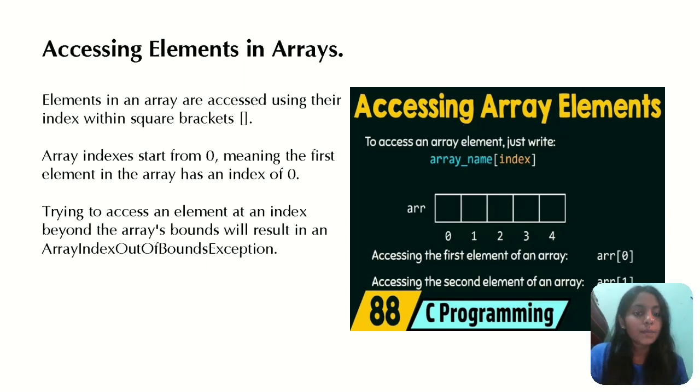You can observe in the diagram accessing array elements. To access an array element, just write the array name and in square brackets you write the index. The representation of an array is linear. You can observe that the indexes are given starting from 0, 1, 2, 3, 4, and so on. Accessing the first element of an array is array[0]. Accessing the second element of an array is array[1]. Accessing the third element will be array[2].